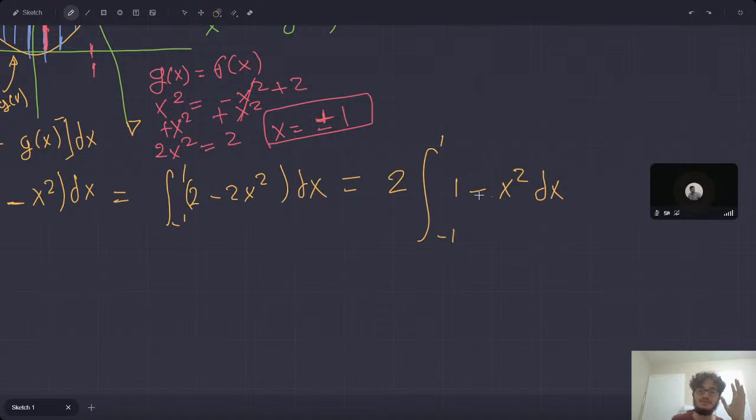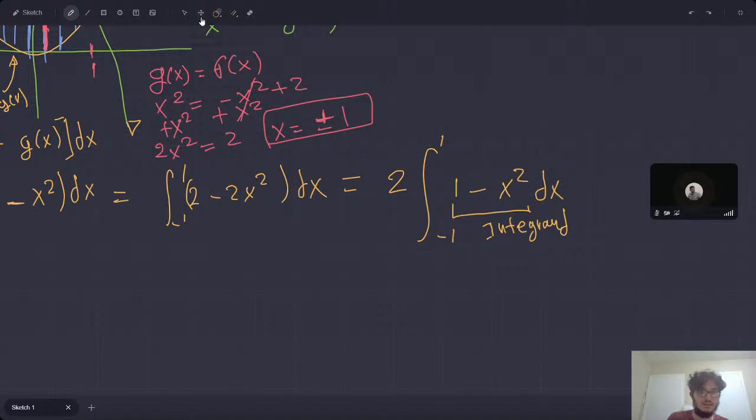Now, one thing to notice is that the function is even, because if you substitute negative x into the integrand and get back the same function, you know that it's symmetrical about the y-axis. What that tells you is that the integral from the left portion to 0 is equal to the integral from 0 to the right portion.